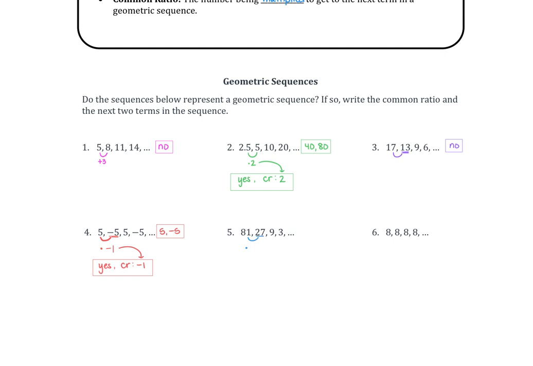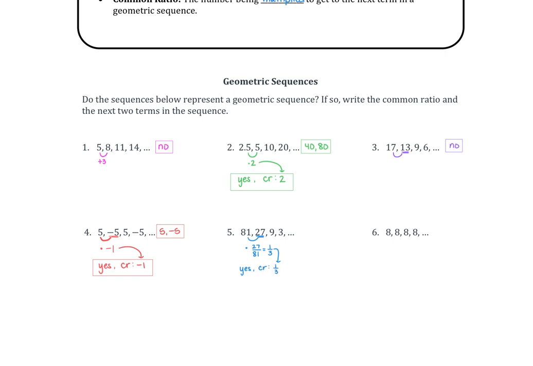Again, I'm going to take that second number, 27, divide by my 81. This can actually simplify to 1/3. So then I'm going to look, if I do 27 times 1/3, do I get to 9? The answer to that is yes. And if I do 9 times 1/3, does it get me to 3? The answer to that is yes. So yes, this is geometric. My common ratio is 1/3.